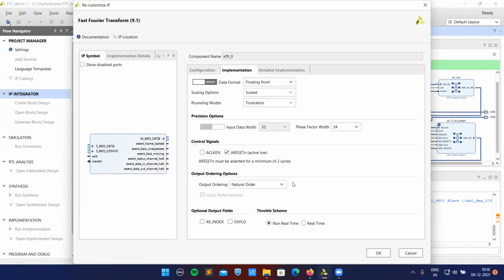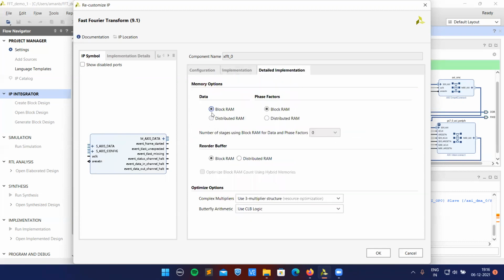Since we are going to compare our IP outputs or IP results with the software results, and in the software we are expecting the natural order output, similarly we are going to receive the natural ordered outputs from this FFT IP. Then the rest of the things will be similar, and there will be no changes in the implementation.